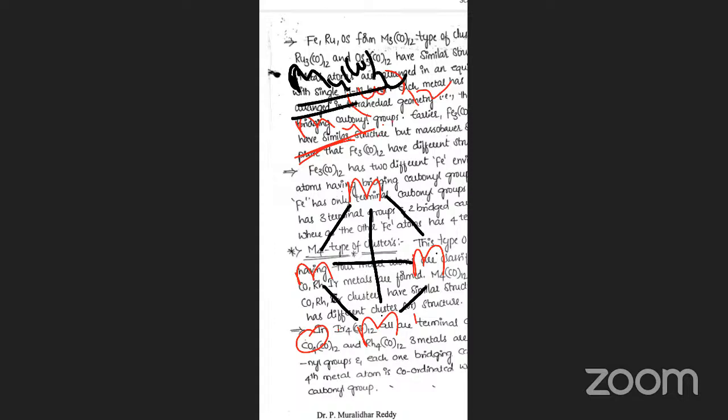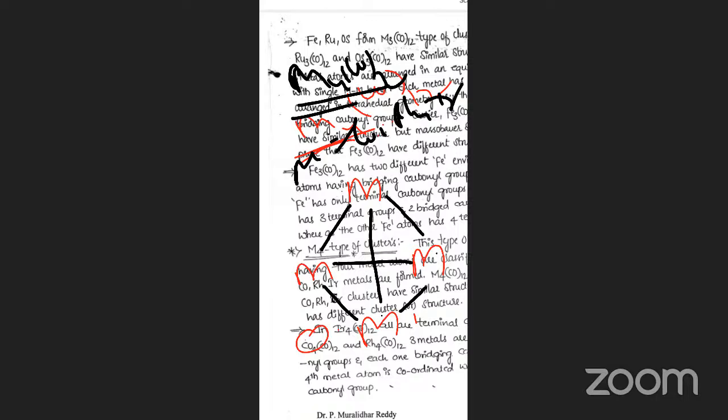M4(CO)12 type of clusters. In these clusters, four metals are there. M4 means four metals. Here M is equal to what? Cobalt, rhodium, and iridium. You can take any metal: cobalt, rhodium, or iridium. The four metals are arranged in a tetrahedral manner first.